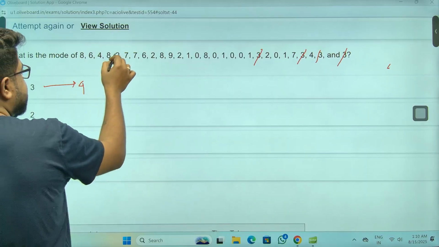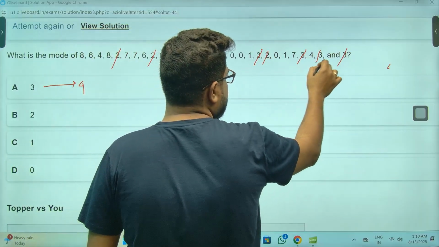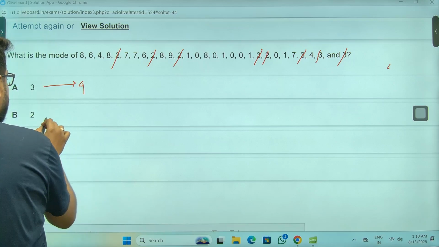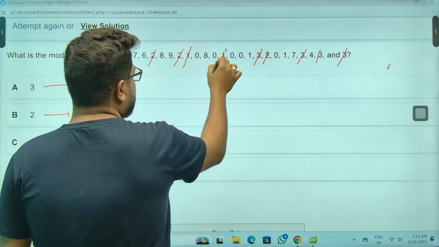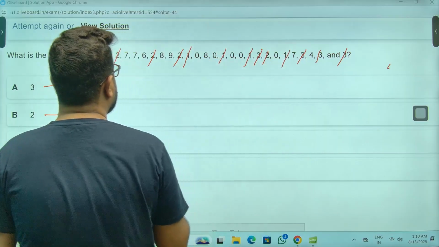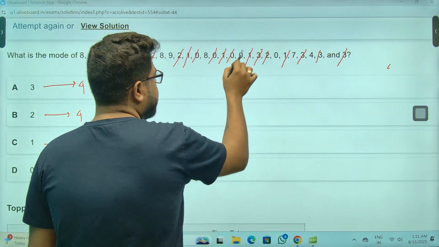How many 2s can you see? 2 here, 2 here, 2, 3, 4. 4 2s, sir. How many ones, sir? 1 here, 2 here, 3 here, 4 here. Sir, 4. How many zeros, sir? 1, 2, 3, 4, 5.